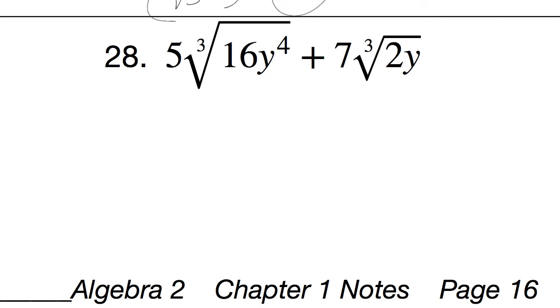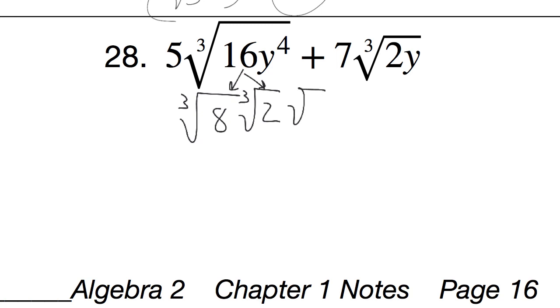So 16 is not a perfect cube, but I can find a perfect cube factor. That would be a perfect cube 8. The perfect cube factor of 16 is 8. 8 times 2 is 16, so I can split them up like this. In addition, y to the 4th is not a perfect cube, but I can find a perfect cube factor. Perfect cube factor of y to the 4th would be y to the 3rd. It really is a factor of y to the 4th. Let me show you why.